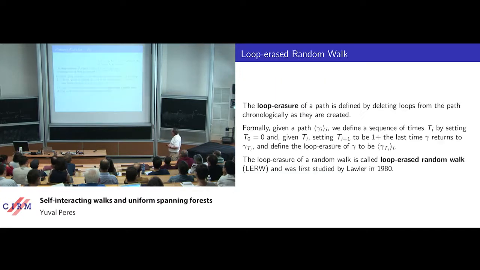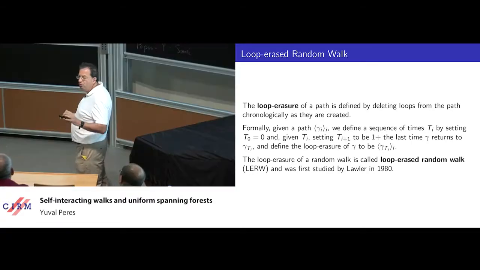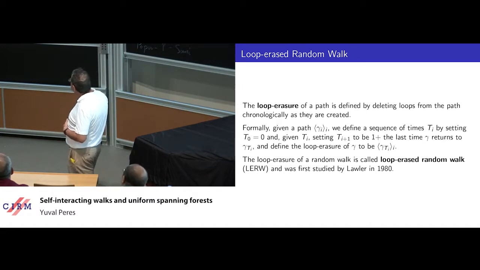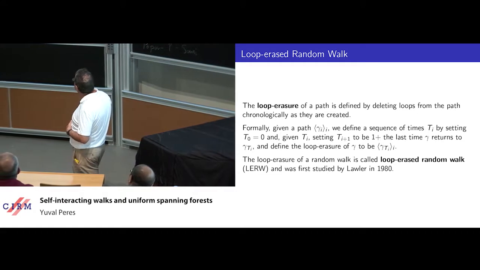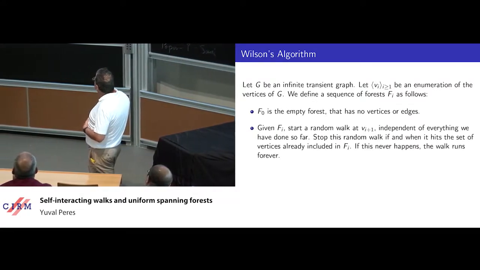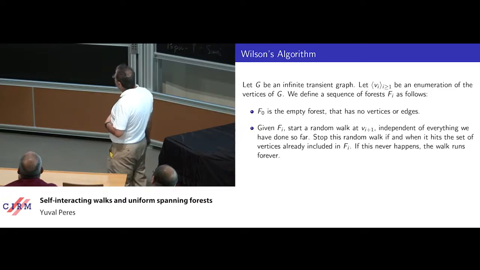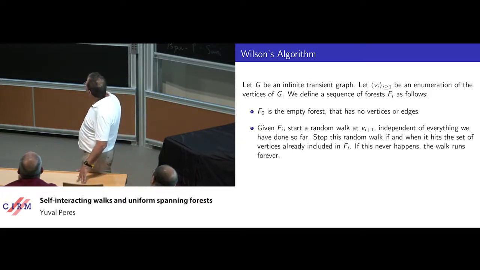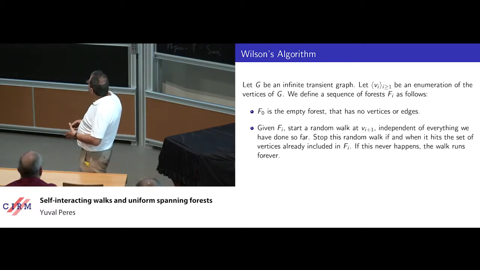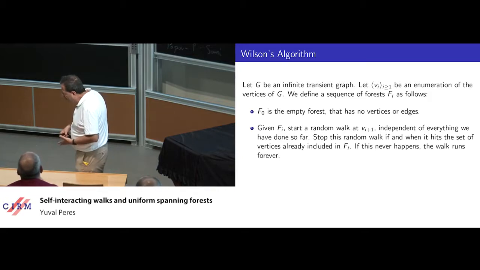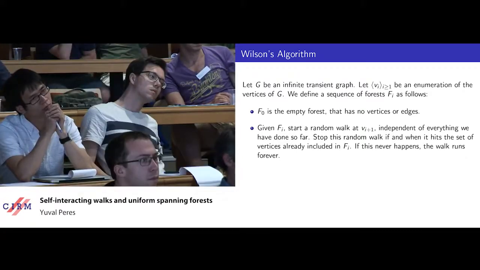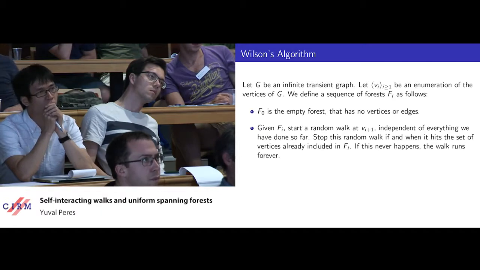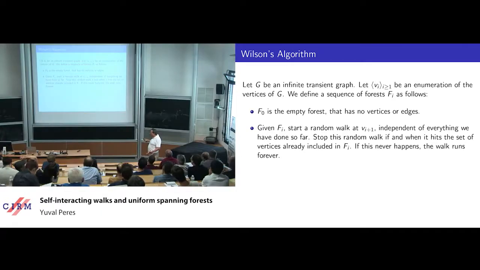Okay, so again, this uses loop erased walks that I assume people here know. You run a random walk, erasing loops as you go. Loop erased walks were first analyzed by Lawler in the 80s. So for an infinite transient graph, as I said, you can mimic Wilson's algorithm. You start with the empty forest. The first part of the forest is just built by running one loop erased walk. Now you start at another node and create a loop erased walk, but stop if you hit the existing forest.